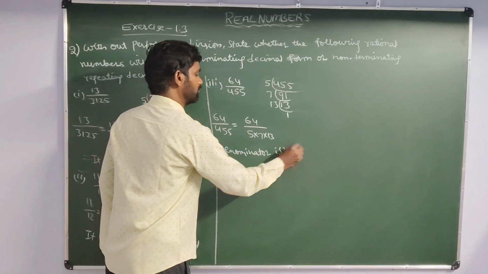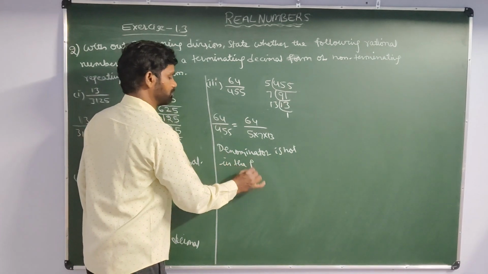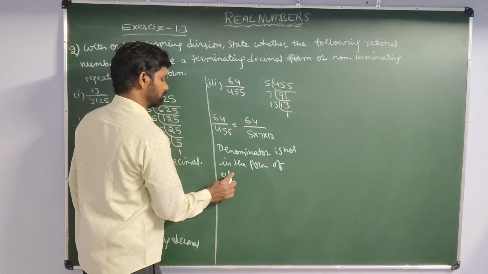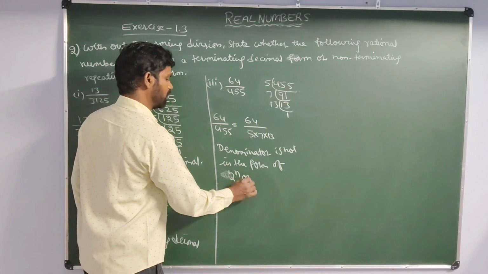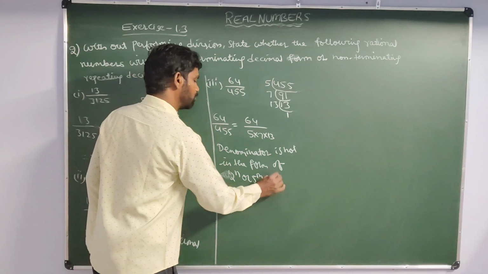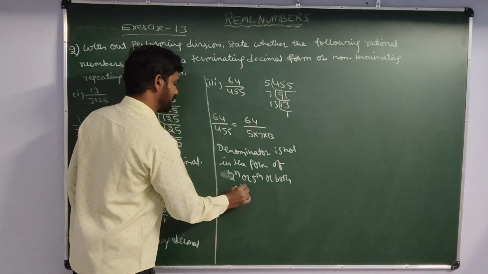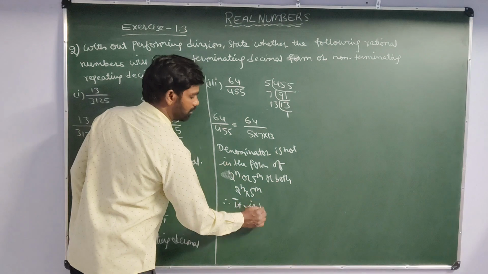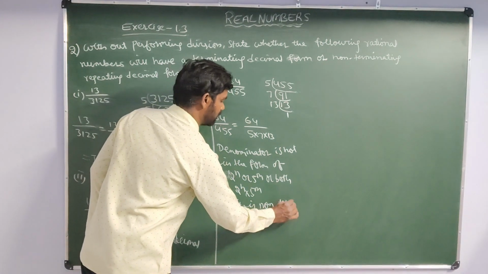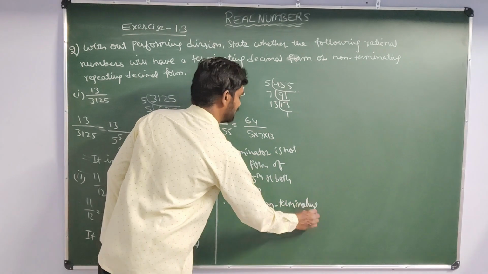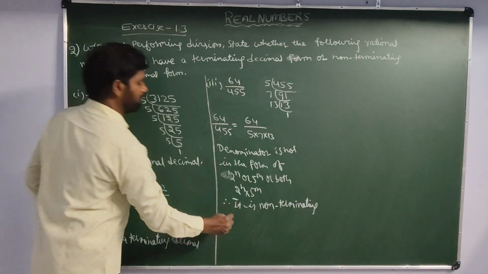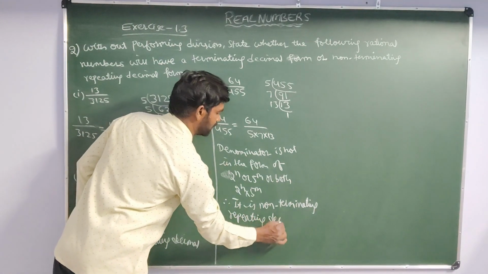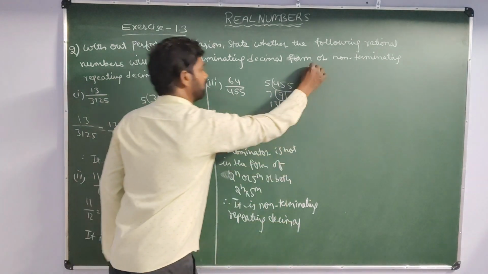The denominator is not in the form of 2 power n or 5 power m or both 2 power n into 5 power m. Therefore, it is a non-terminating repeating decimal. So it is non-terminating repeating decimal. Okay.